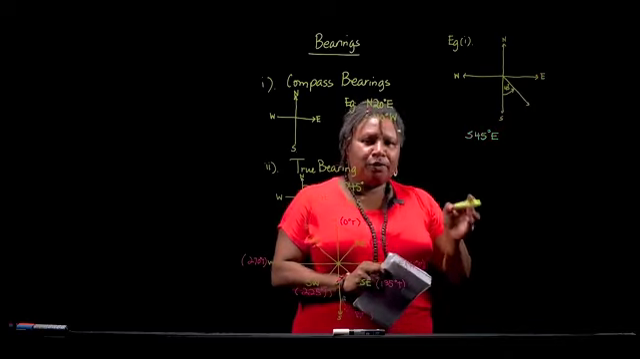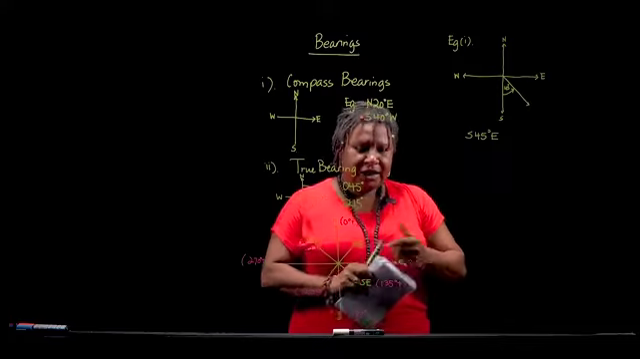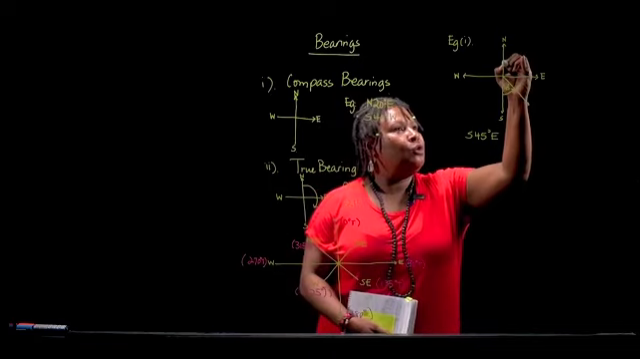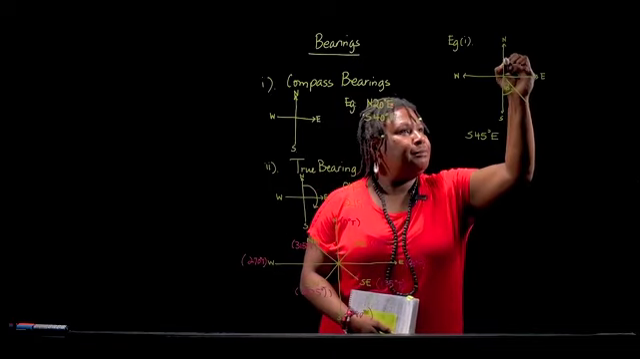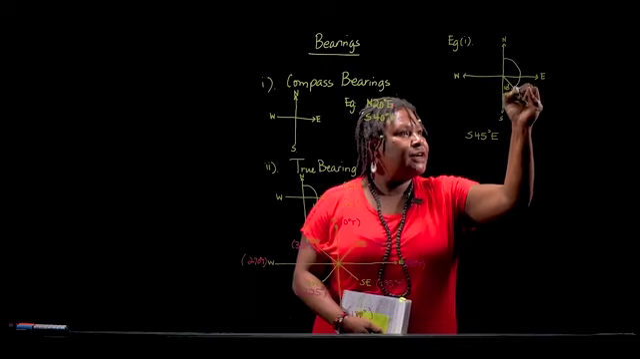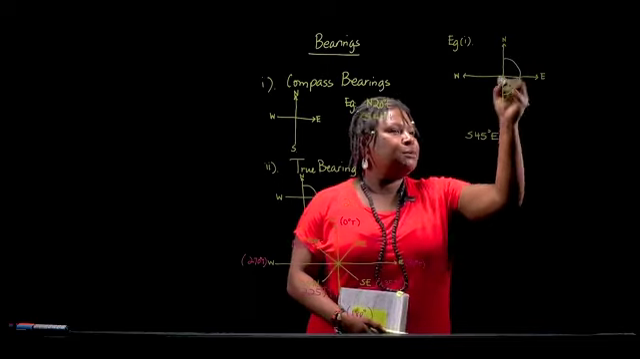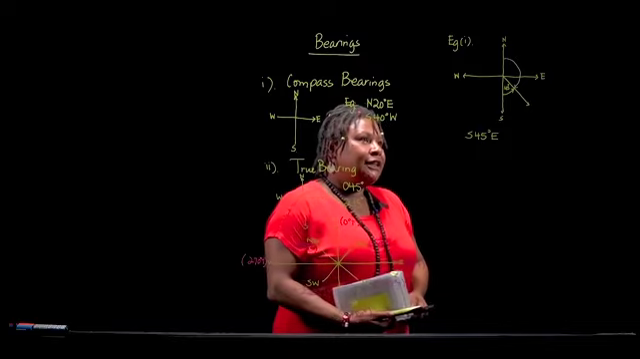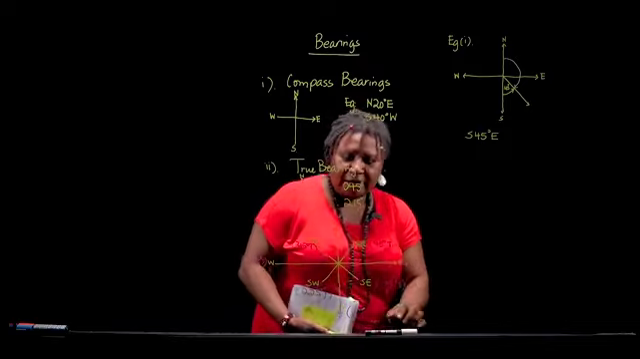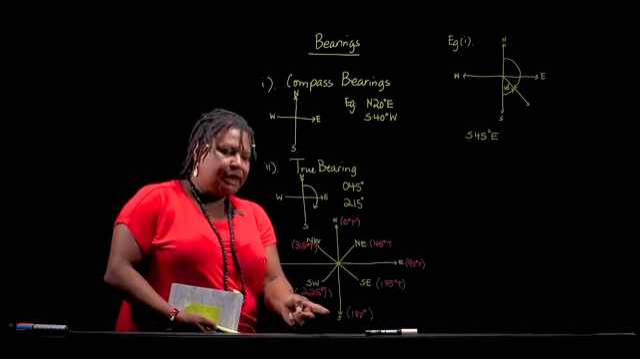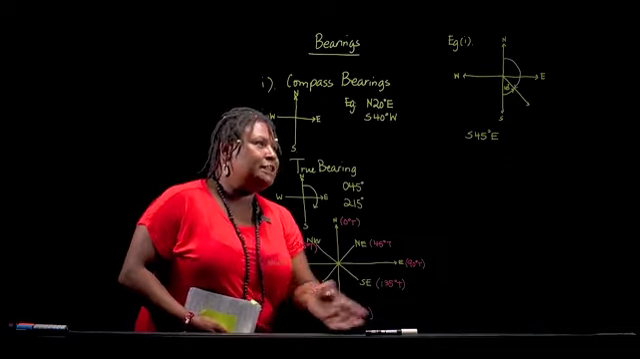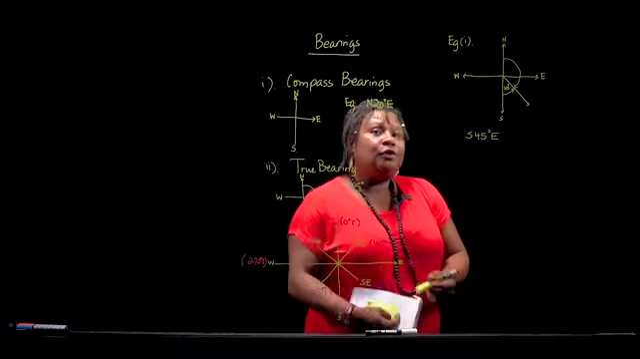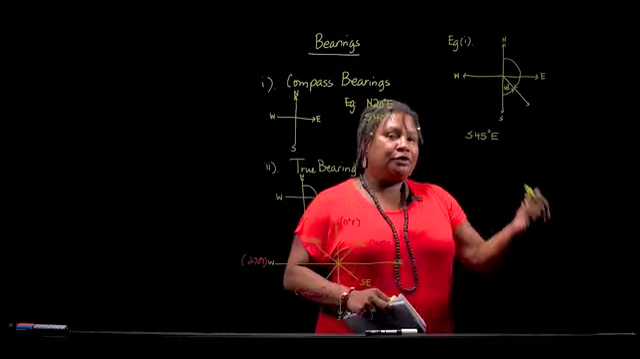Okay, now when we are looking at the true bearing, it always starts at the north. So we come from up here in a clockwise direction to this point here. Okay, so how are we going to find that angle? We come back to this diagram, and you can relate this here so that we can find the angle used to give true bearing.